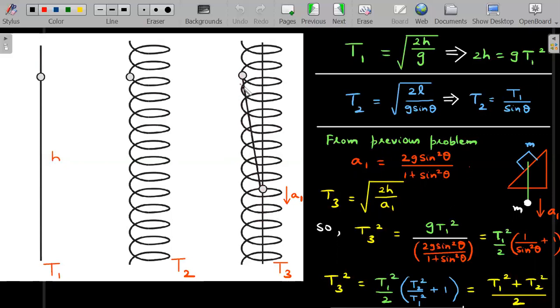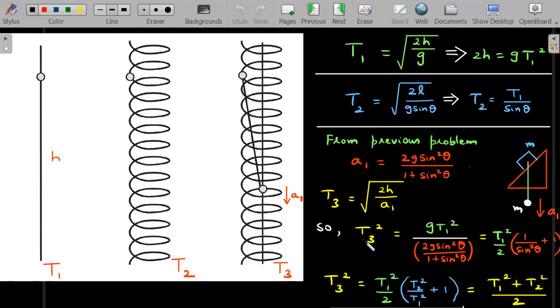At every instant dt seconds, it feels like this problem is equivalent to a small inclined plane at that place, with this one representing this particular bob and this one representing this bob, and this is equivalent to that previous build up your understanding question we did. So I'll borrow the answer for that. A1 that I wrote is 2g sine square theta by 1 plus sine square theta for equal masses. And therefore this time this bob will have to fall through the same height h with acceleration a1 and not g. So the time t3 should be this number.